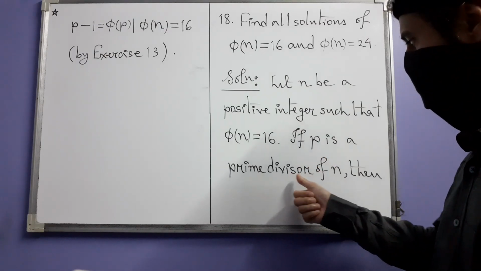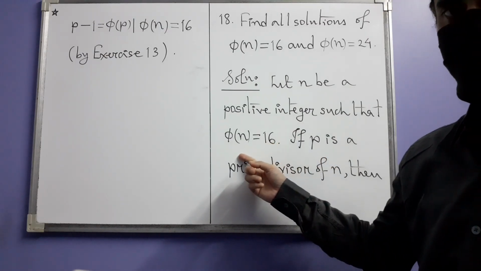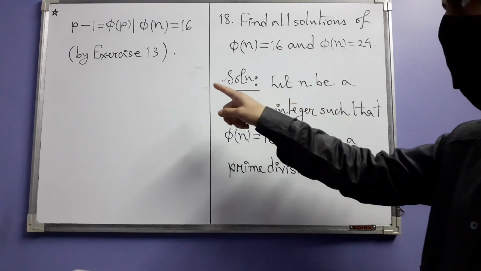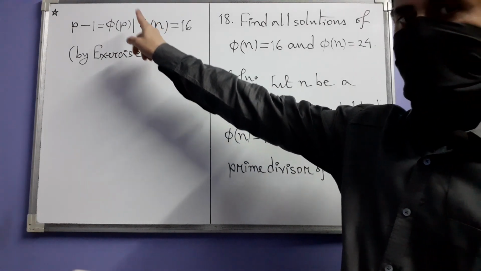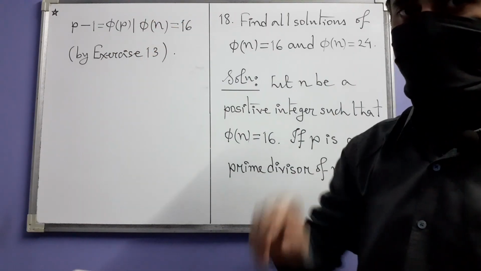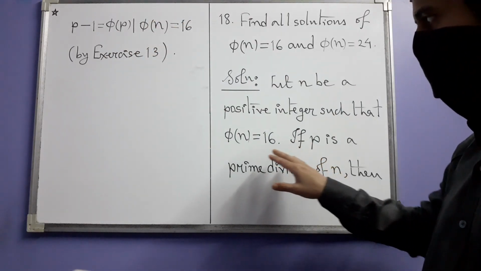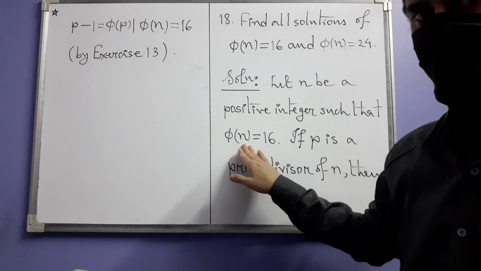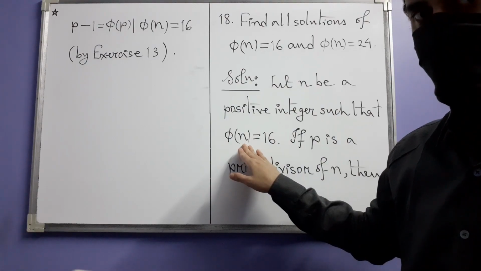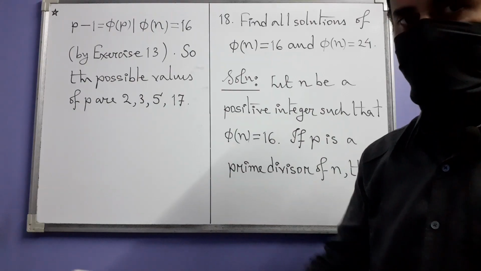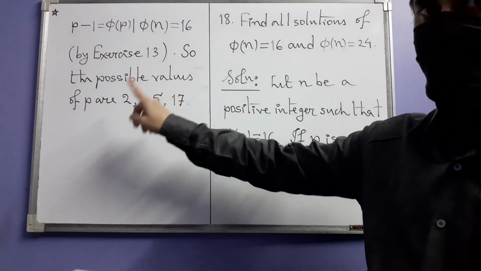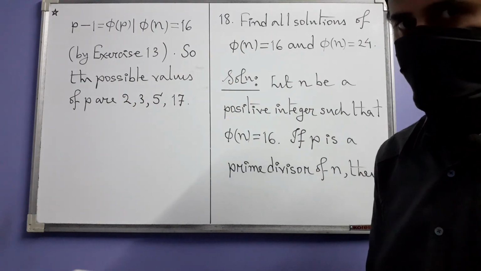Now if p is a prime divisor of our integer n, then by exercise 13, phi of p is a divisor of phi of n. That means p minus 1 divides 16. So from this you get an idea of what the prime divisors of n are, possibly. And these are 2, 3, 5 and 17. These are the possible p's for which p minus 1 divides 16.